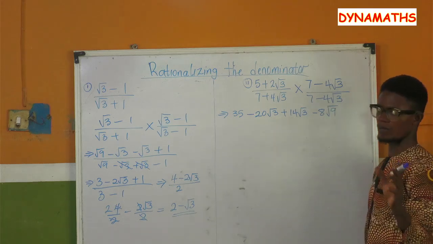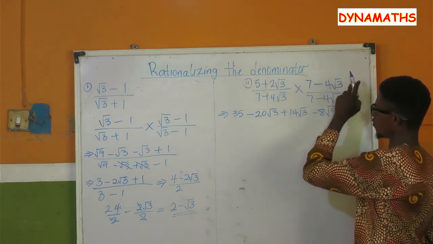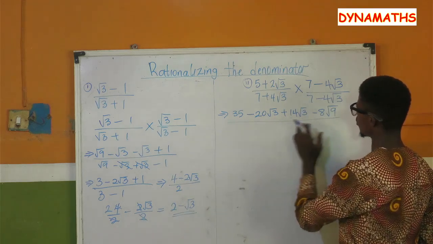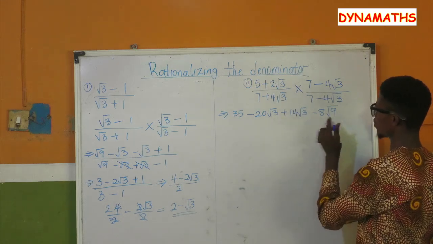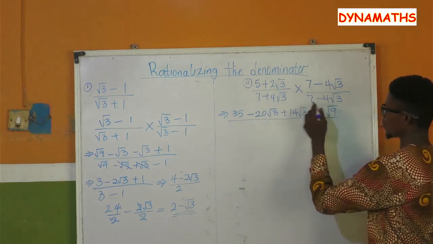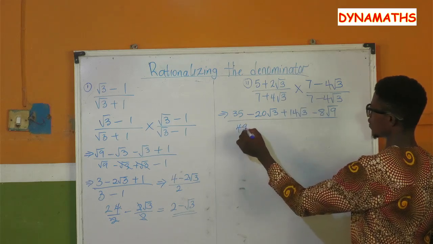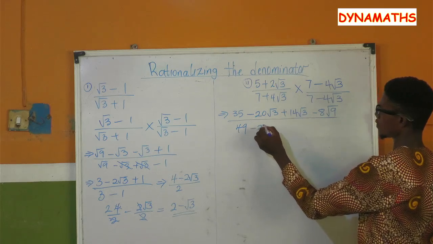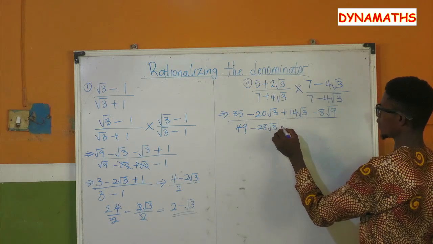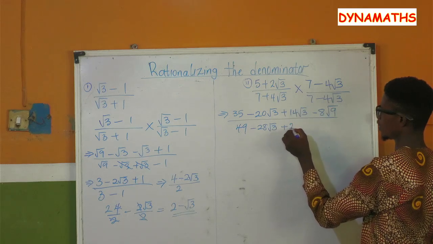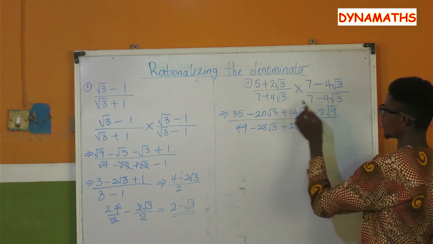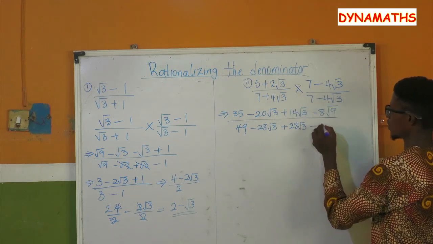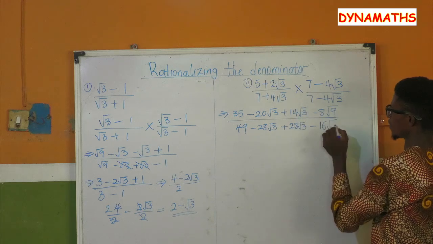I told you that when we are performing multiplication of surd expressions, you have to multiply the values inside the square roots. You have to multiply the square root values together. So it's not like the addition where we retain the same figure. So let's multiply. 7 times 7 here is 49. 7 times minus 4 root 3 is minus 28 root 3. Plus 7 times 4 is plus 28 root 3. And that's going to be minus 4 times 4 is 16. Root 3 times root 3, that's root 9.